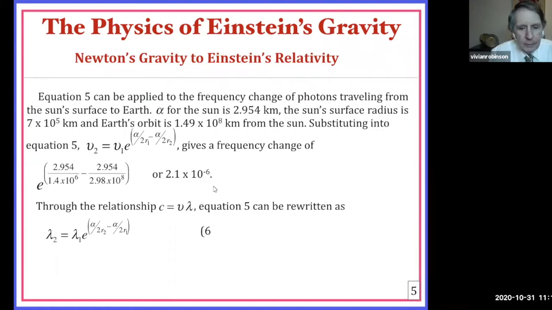He derived the equation for the bending of light rays by the sun. He missed one factor and only got half the answer. But through the relationship c equals nu lambda, equation 5 can be rewritten as lambda 2 equals lambda 1 e to the alpha over 2r2 minus alpha over 2r1.